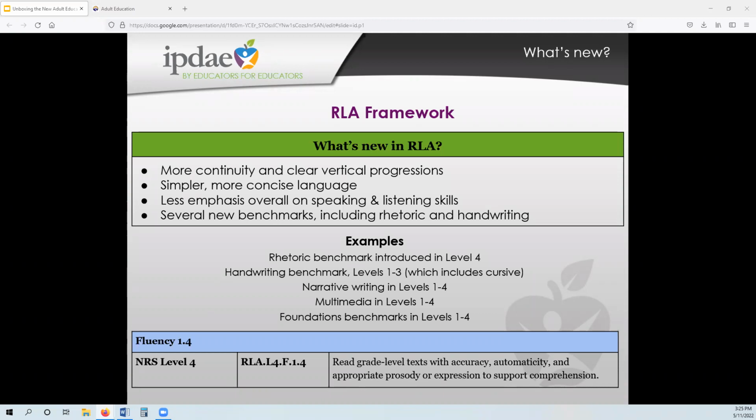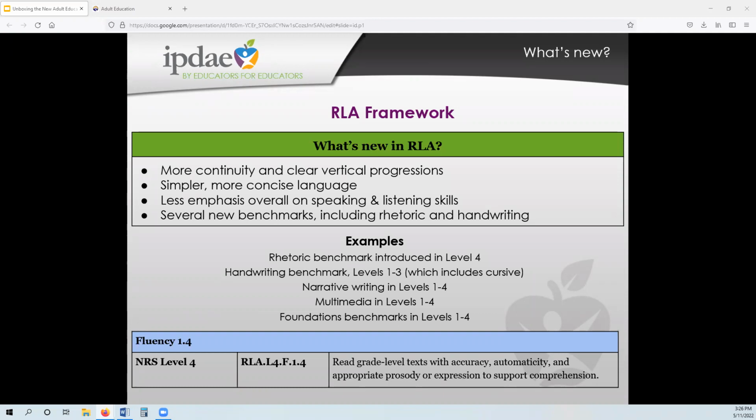And in support of all of that, there is this introduction of rhetoric in 6th grade in K-12. And so, again, to map to that, we've brought over that same set of benchmarks to start at level 4 in the adult education framework. A couple of other things you'll notice, there is a handwriting benchmark. Handwriting was embedded before into some language standards. It's now called out as its own unique benchmark.